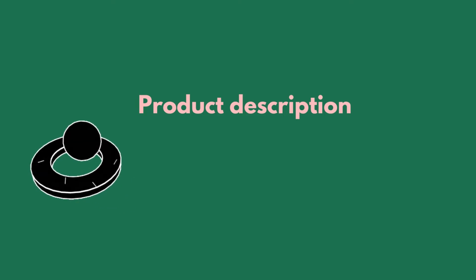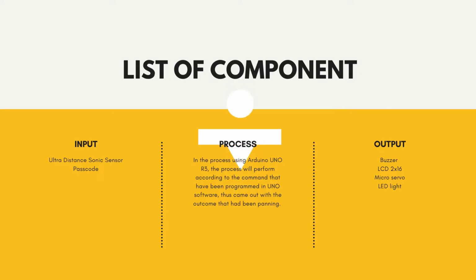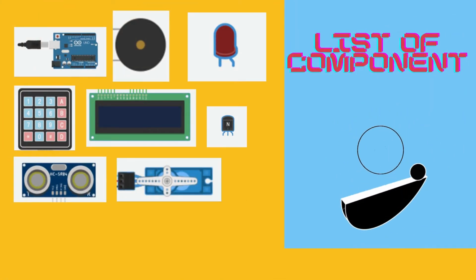Okay, we move on to the product description. This is the list of components. We have the input, the output, and also the process. For the input, we have an ultrasonic distance sensor and the passcode. For the output, we have a buzzer, LCD 2x16, micro servo, and LED lights, which are red and green. And for the process, we use the Arduino Uno R3, which performs according to the commands that have been programmed in the Uno software. Thus, it will come up with the outcome that had been planned.